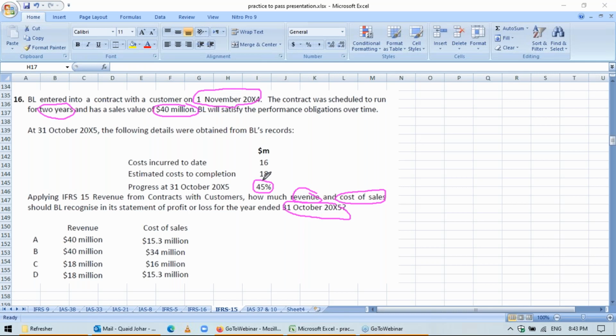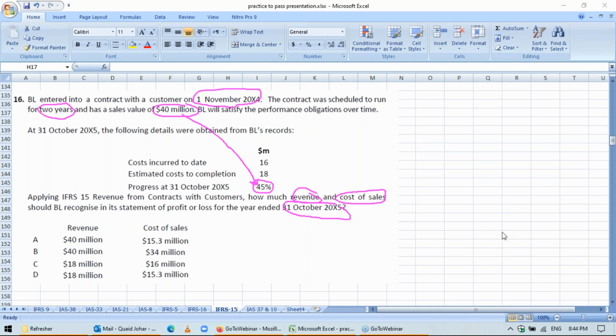So what IFRS 15 says is that the amount of profits that will be recognized, the amount of revenues that will be recognized, will be equal to the progress of the work. So now we will follow this rule, the progress of the work, which is 45%. The sales value is 40 million. So we will take 45% of the 40 million amount. Now what about the cost of goods sold? This is the amount of revenue.